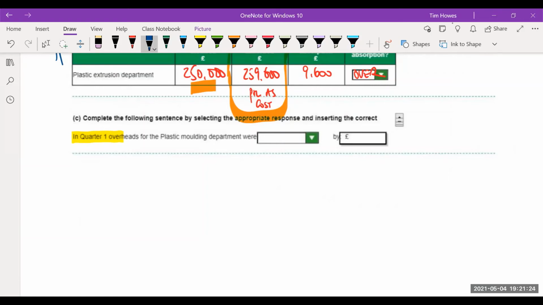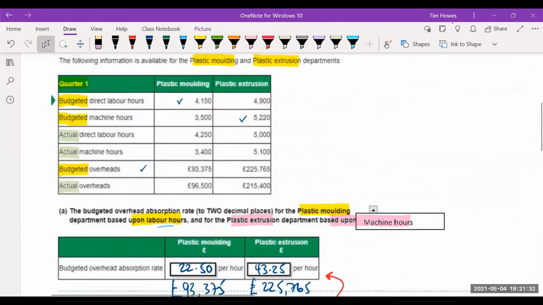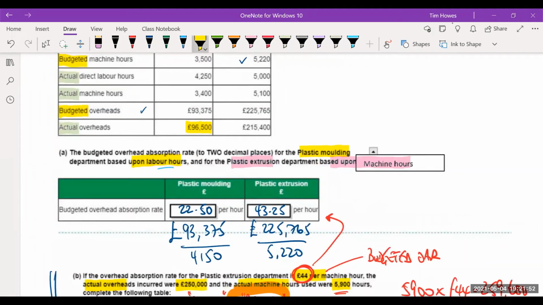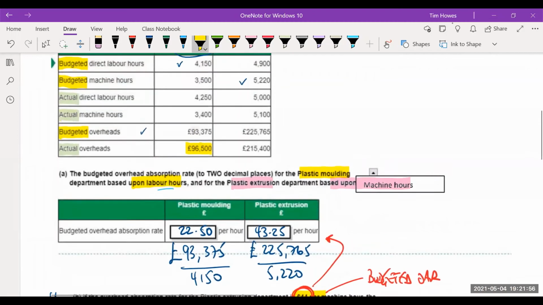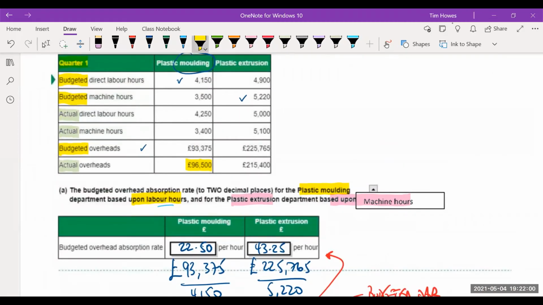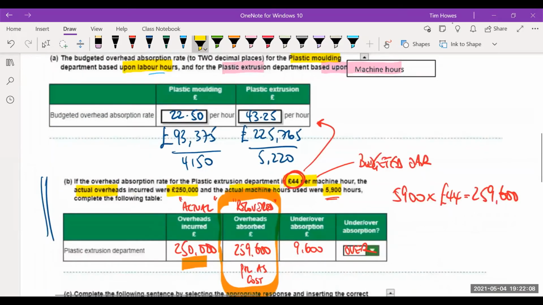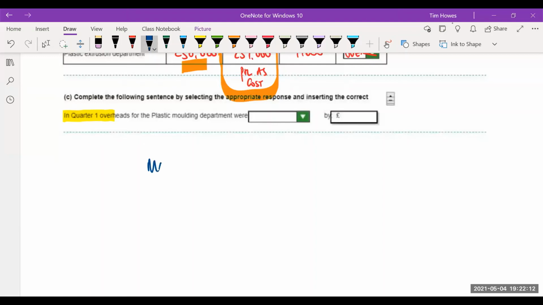Okay, so down at the bottom here, we're saying plastic molding department. Let me remind you, for the plastic molding department, we are looking at actual overheads of 96.5 grand. And you will remember also that plastic molding was based on the labor side of things. So at the end of the day, we need to look at the actual labor hours. I'm hoping that what you did was to say, right, what has the management accountant done? They will have absorbed or recovered for every labor hour.